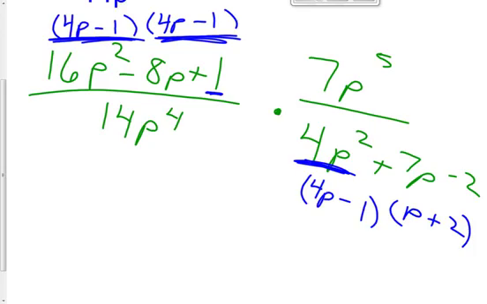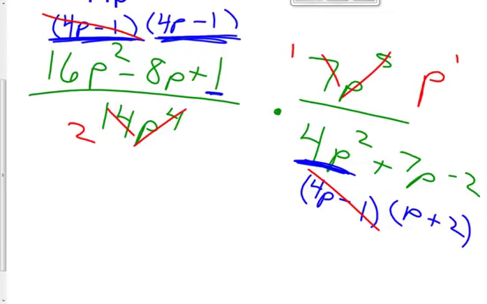Now, let's start reducing. Here we go. That was good stuff, right? Here we have a 7 and a 14, which makes a 1/2. And p to the 5th divided by p to the 4th is p raised to the 1st.